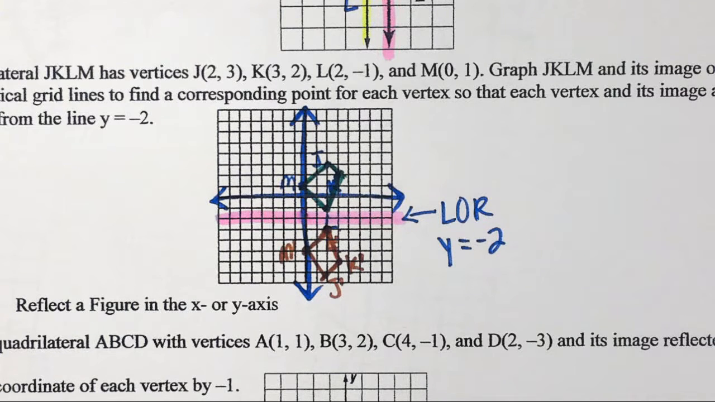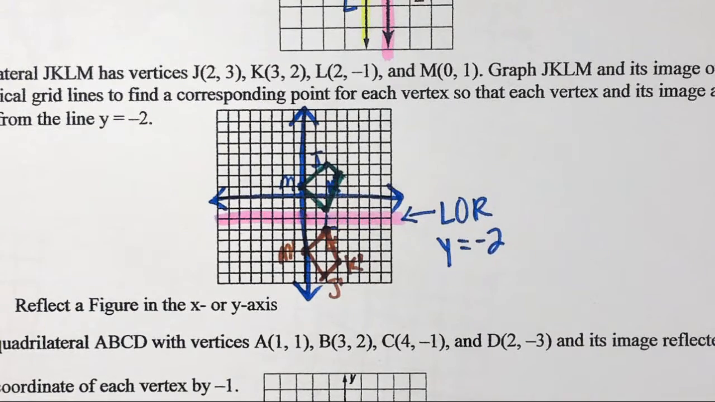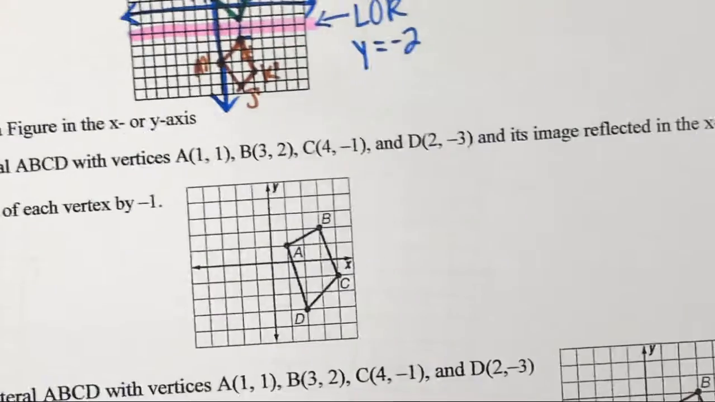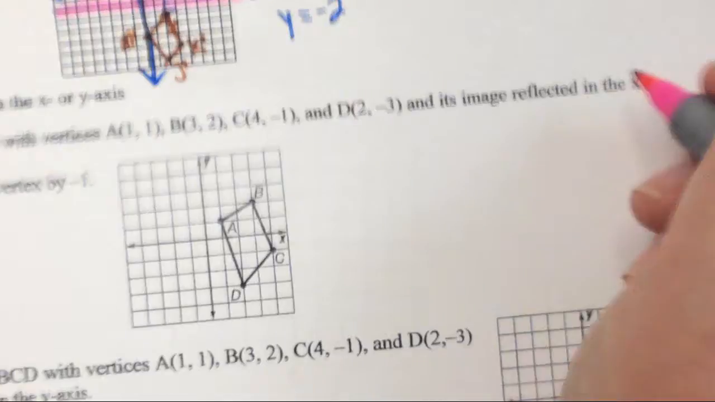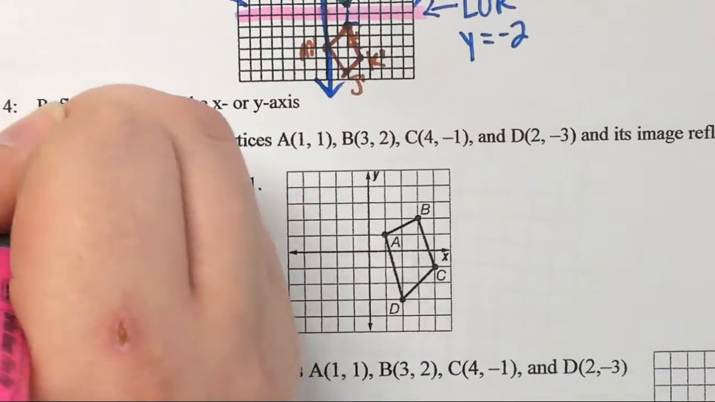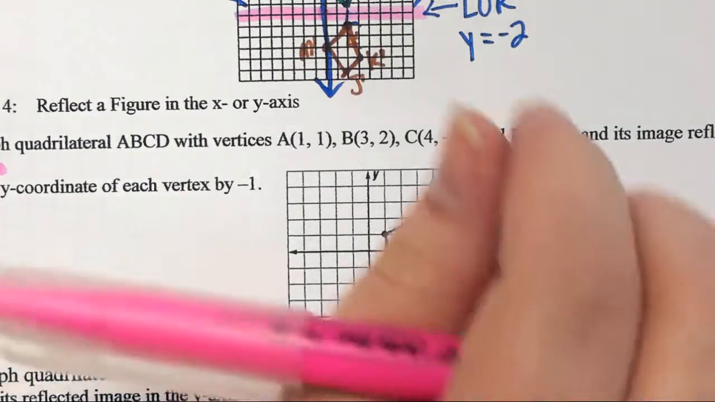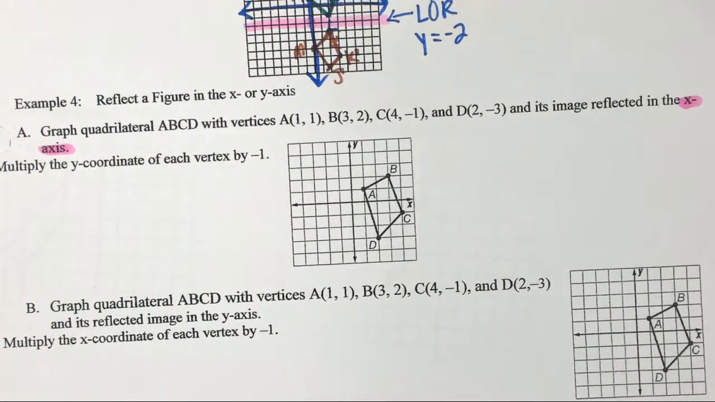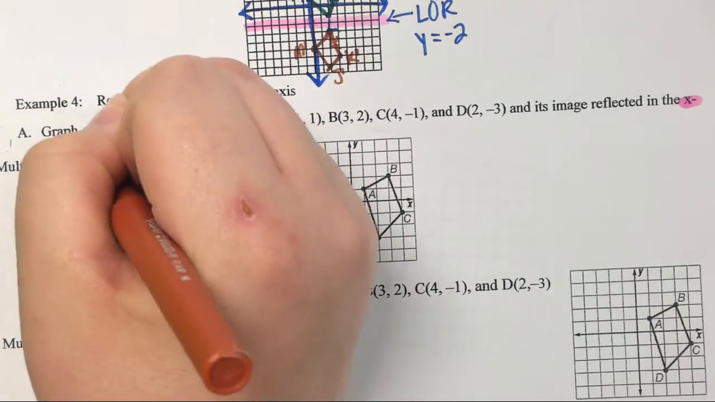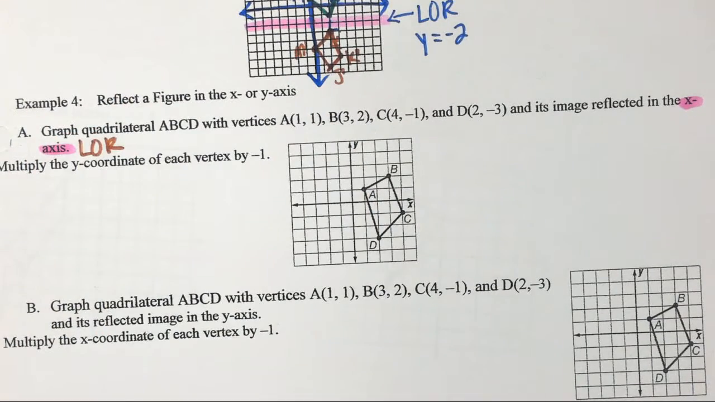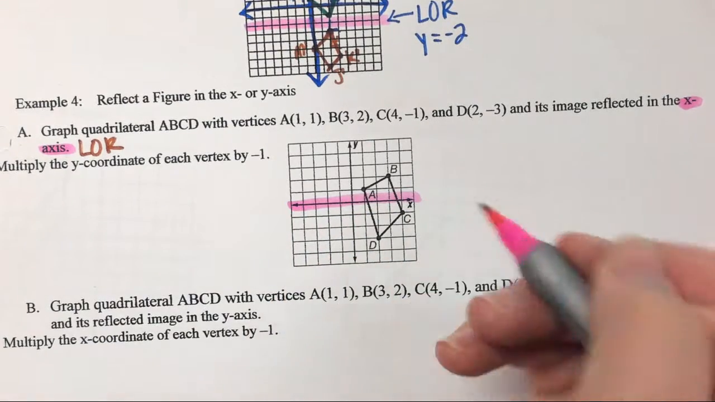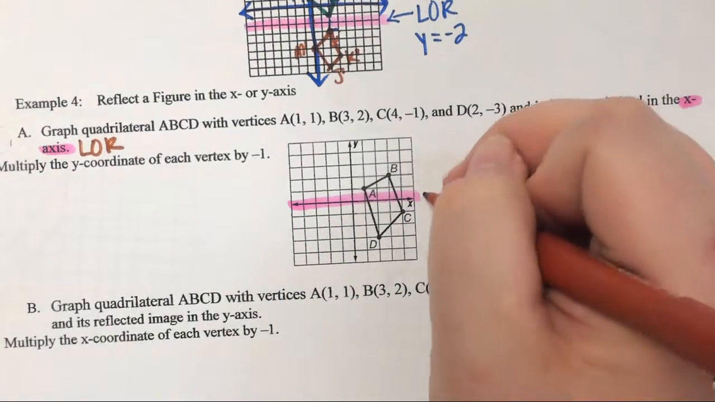Okay, where does it say the line of reflection is in our third example? It says it's the x-axis. So I'm going to zoom out 1. It says the line of reflection is the x-axis. Okay, so I'm literally going to highlight the x-axis. That is my pink line. That is my line of reflection.